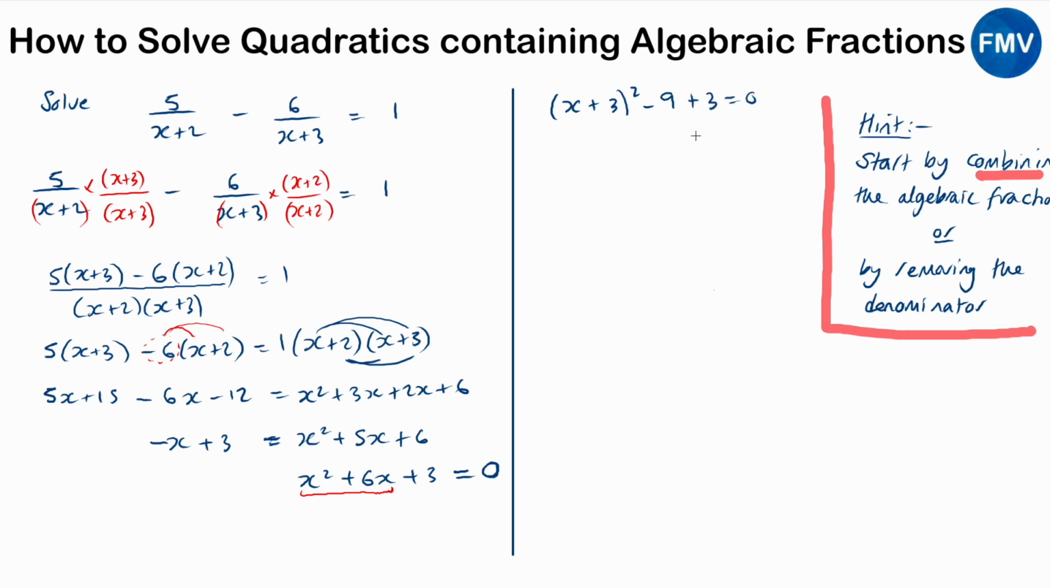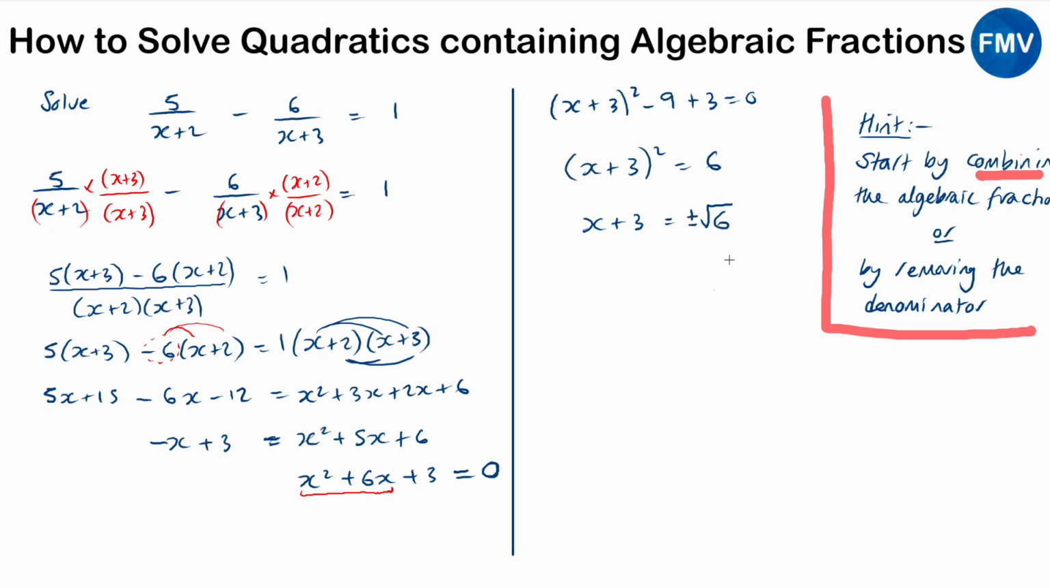Let's start to neaten this up. Well, minus 9 plus 3 is minus 6. And to get rid of minus 6 from this side, we add 6 to this side, and we have to then balance the equation by adding it to this side. So we end up with x plus 3 squared is equal to 6. Now we square root this to get rid of the all squared there. Right, before we go too far, we must remember the answer to a square root has 2 solutions.